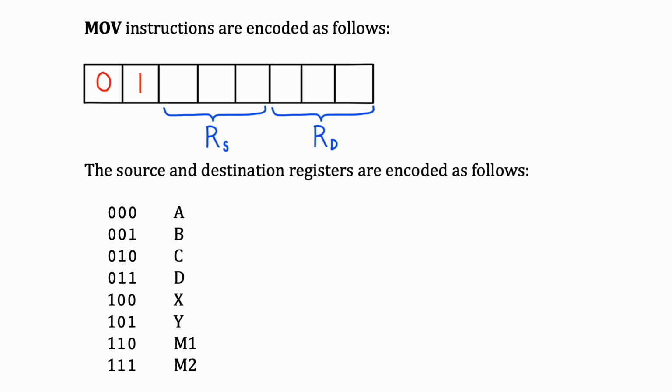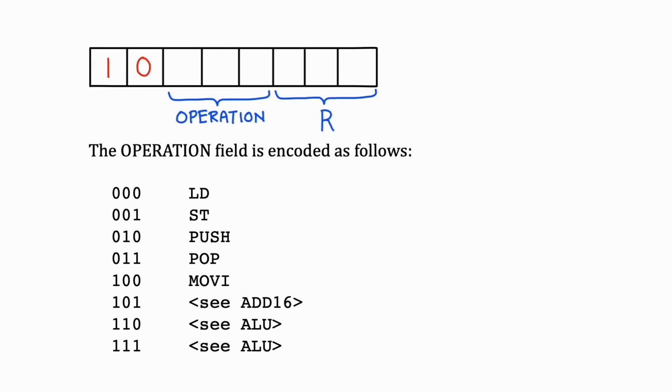Now I want to talk about how the instructions are encoded. The move instruction moves a byte from one register to another. The source and the destination registers are encoded in 3-bit fields using the obvious encoding for the registers. There are several instructions that just use a single register, and these are encoded as shown here. These instructions are the load and store instructions, the push and pop instructions, and the move immediate instruction.